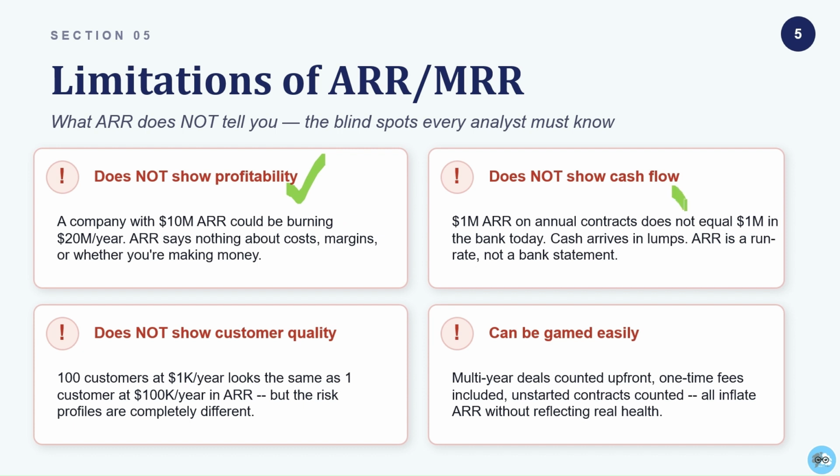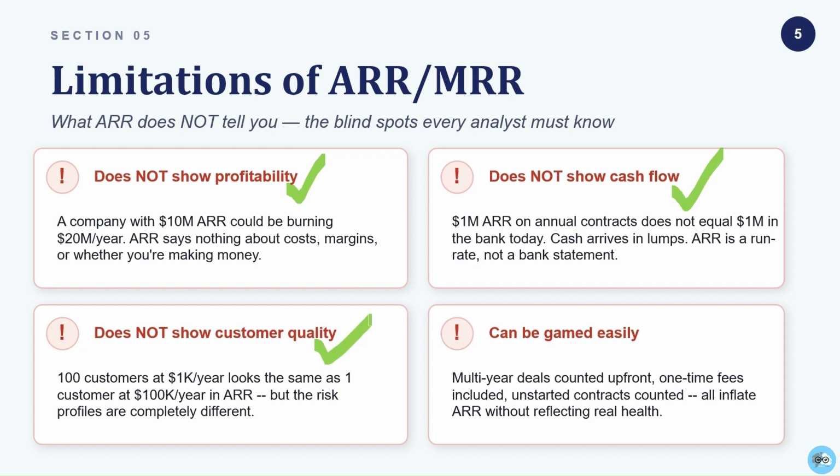Next, it does not show cash flow. So, for example, if we got an annual contract of 1 million, we will calculate it as our ARR for that year. But in reality, we have not got 1 million in our bank just today.